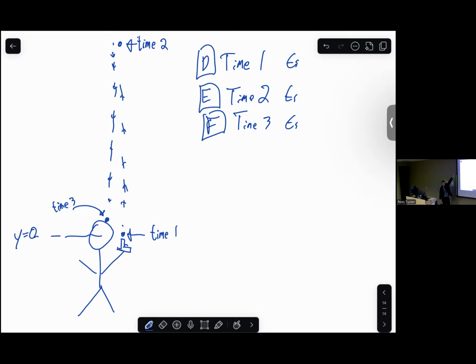So the correct answer for time 2 is U_G, only U_G. Time 3, we are still moving. We are not up. There is no spring anywhere mentioned in this problem. Kinetic and only kinetic. So the correct answers for D, E, F were K, U_G, K. Question?